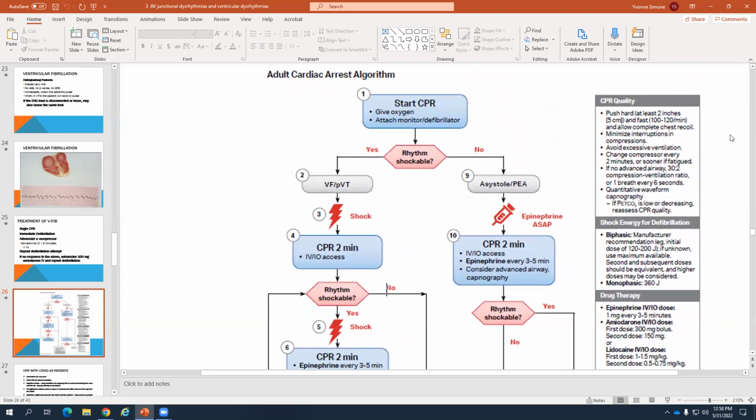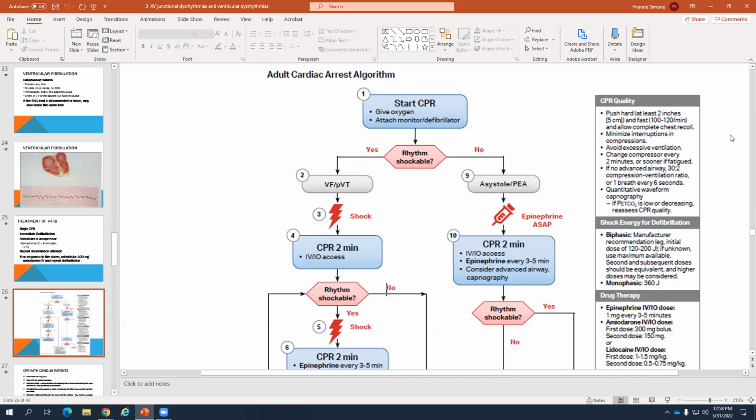It says to push hard and fast. So you want to push in about 2 inches into the chest for the adults. It needs to be fast. 120 per minute means you're doing 2 compressions every second. So that's pretty fast. Allow complete chest recoil. That's one thing to watch out for. I would say that's what happens as far as improper CPR the most, is not come all the way up off the chest each time. Minimize interruptions and compressions. We've talked about that.